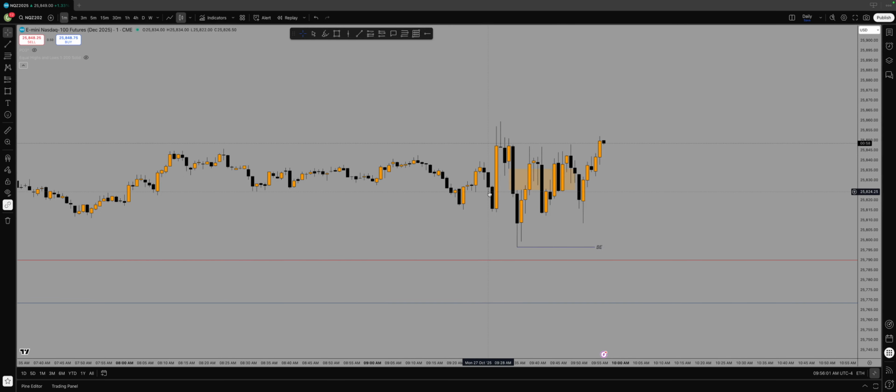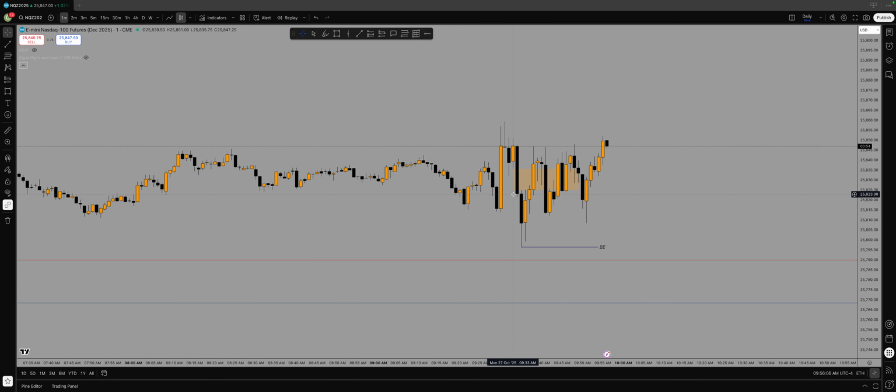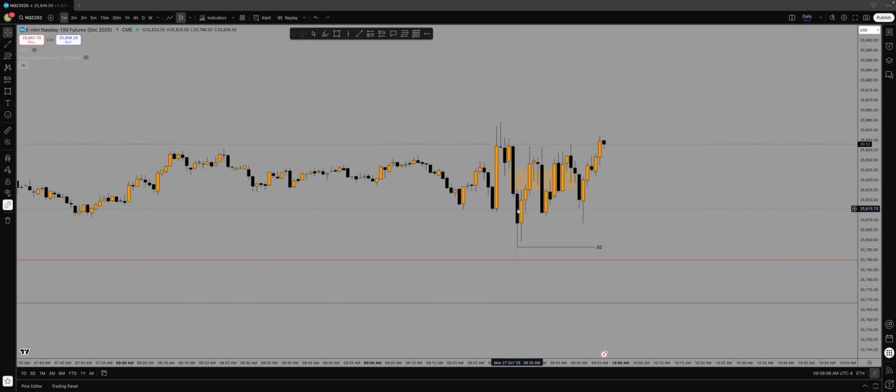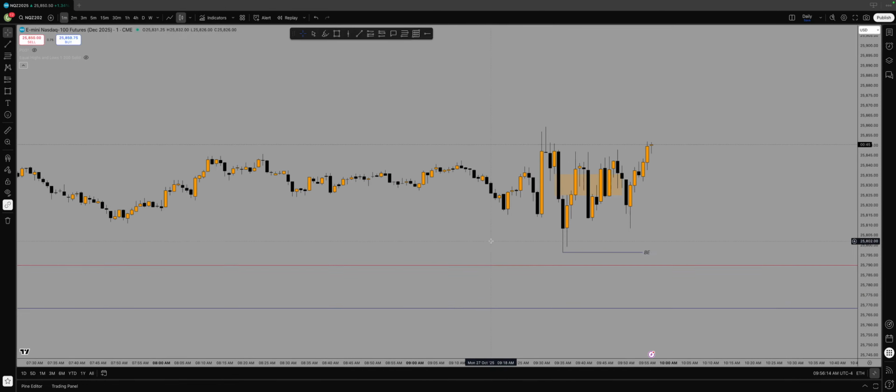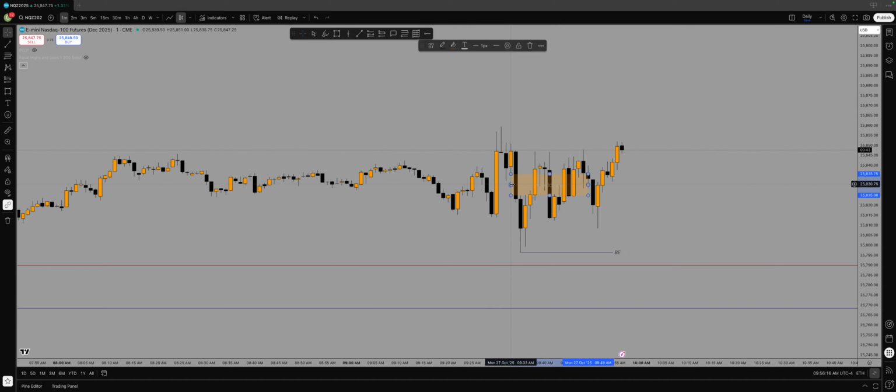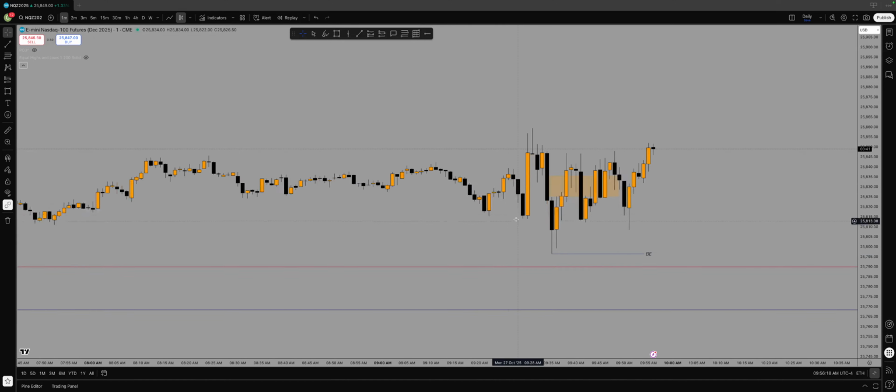This first one, I missed it. I actually missed this entry by a couple seconds. And we were down here by the time I would have been able to enter, which would have been the break even point. So I'm like, nah, I can't do it. So yeah, that's essentially what happened there.